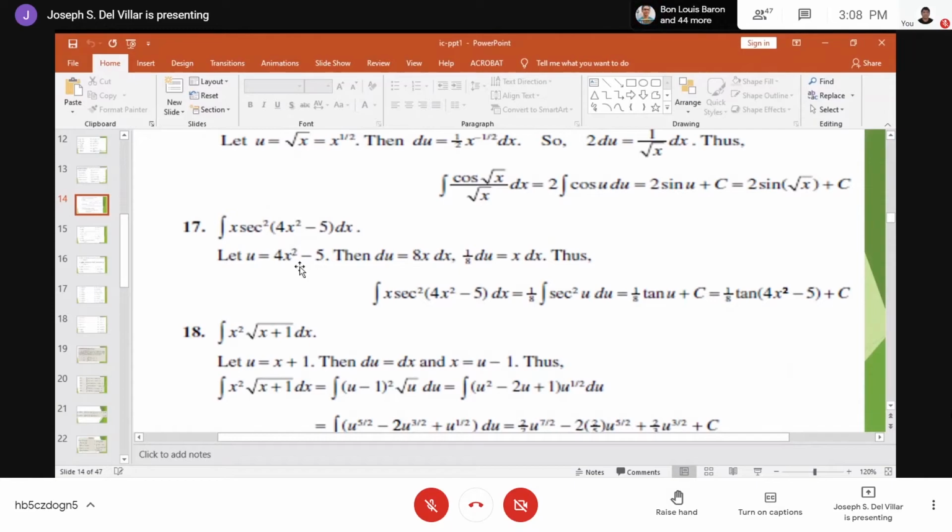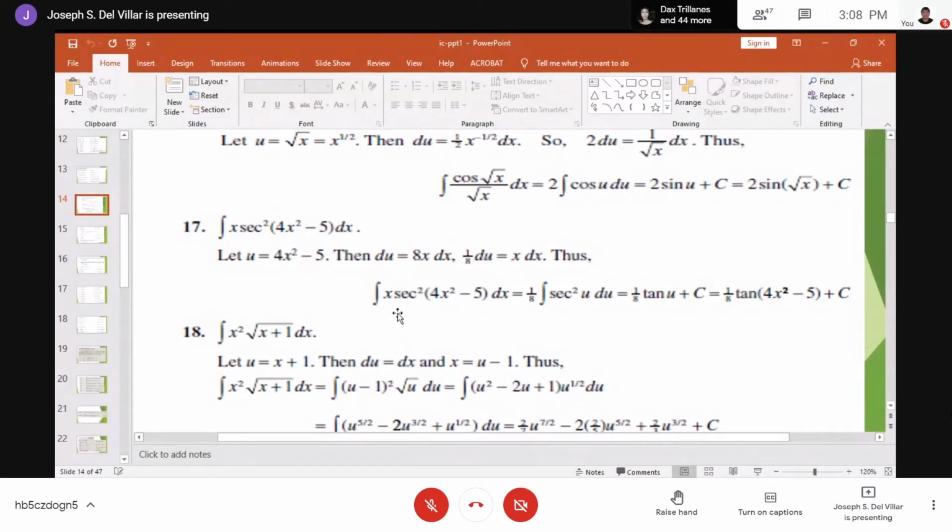Okay, this one, integral of x secant squared times 4x squared minus 5 dx. Okay, this one, if you combine x with dx, x dx, and then you take a look at the differential of the terms inside. So, ang differential nito is 8x dx. So, meron na tayong x dx. So, nawawala yung 8. Lagyan natin ng 8. Then, introduce 1/8 here. Okay? Now, exact differential na siya.